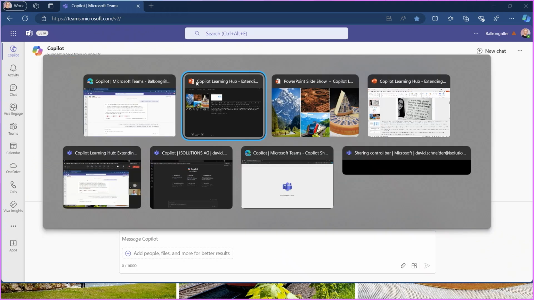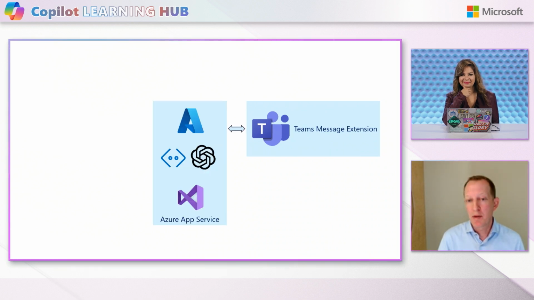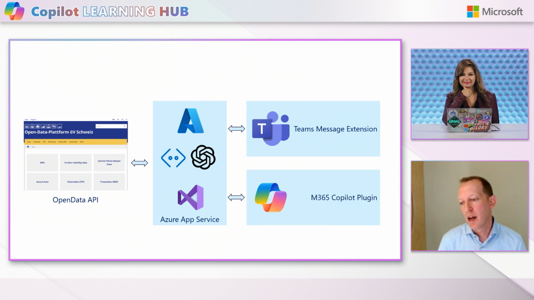And how we built that is pretty simple. It's just a Teams message extension. This is something that we already know for many years in Teams. This Teams message extension calls an Azure backend. And this Azure backend calls an open data API that provides the journey information. And the same message extension can be called by the Copilot plugin.